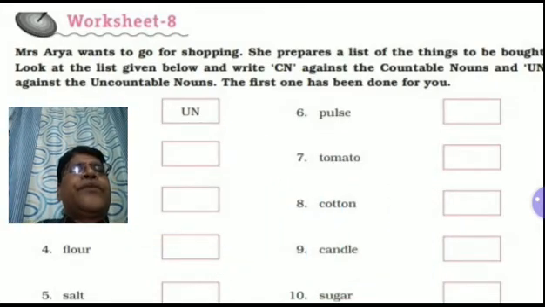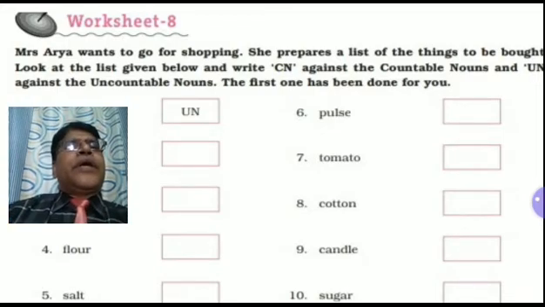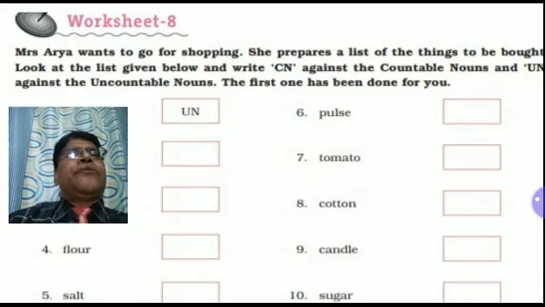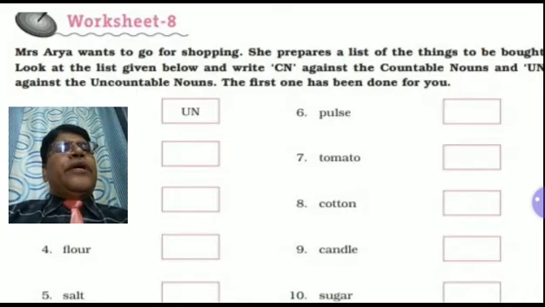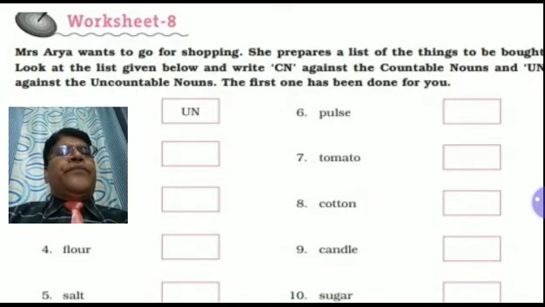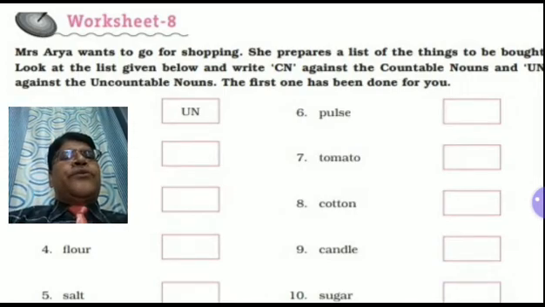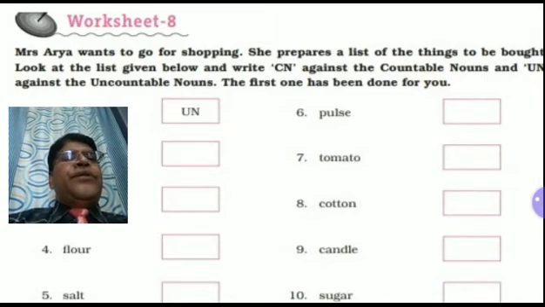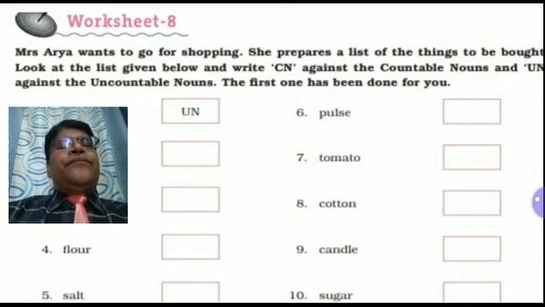Now next is tomato. This is a countable noun. You can count tomatoes very well. That's why you have to write CN here. Cotton, this is an uncountable noun. That's why UN in the box. Candle is again countable, so you have to put CN in this box. Sugar again is uncountable, so you have to write UN here.